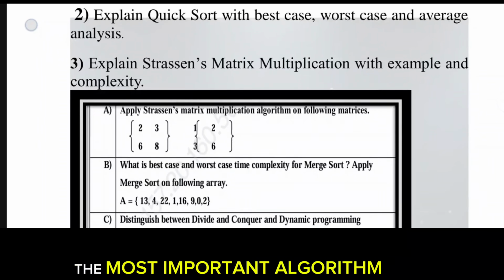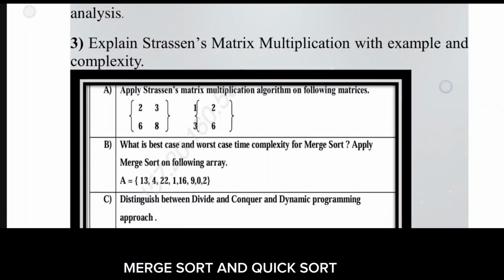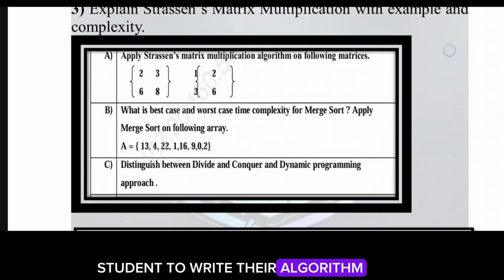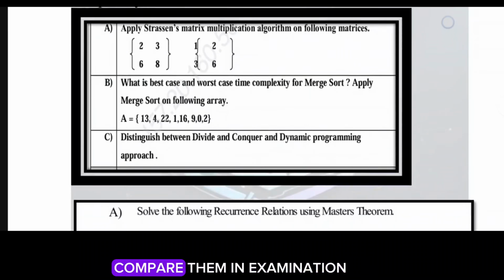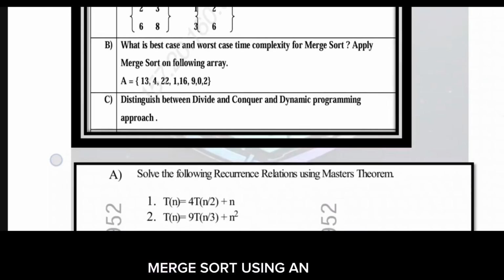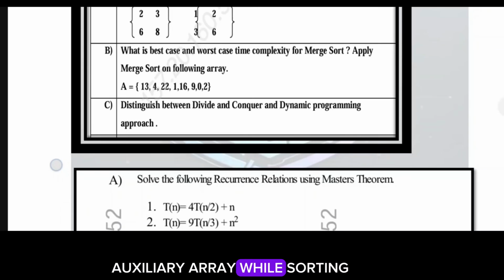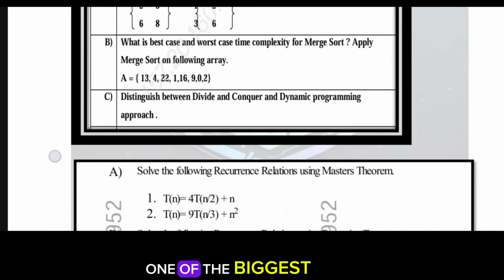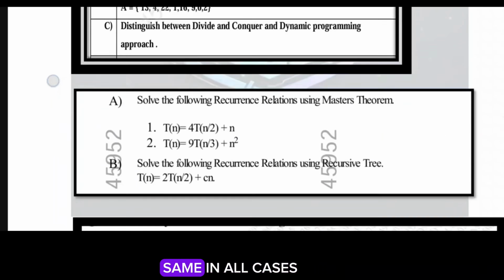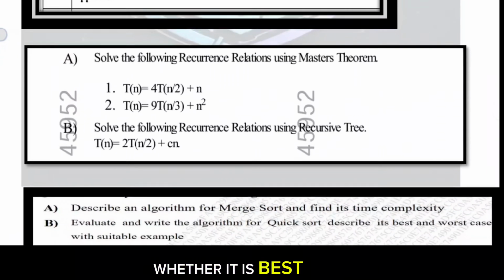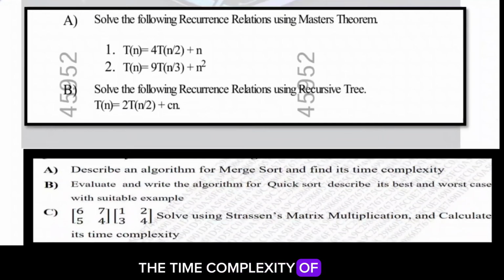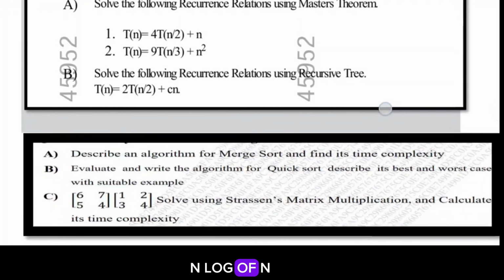The most important algorithms in this unit are merge sort and quick sort. Examiners frequently ask students to write their algorithm, explain their working and compare them in examination. Let's start with merge sort. Merge sort uses an auxiliary array while sorting the elements. One of the biggest advantages is that its time complexity remains the same in all cases, whether it is best case, average case or worst case. The time complexity of merge sort is order n log n.